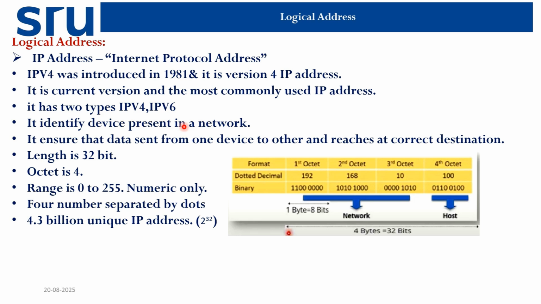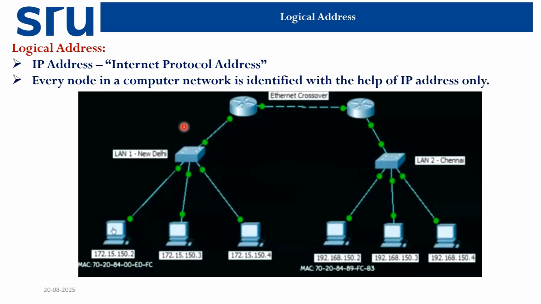If you consider the previous scenario, this LAN is located in New Delhi, and this LAN is located in Chennai, right? Suppose I take this computer, remove it, and place it in the LAN of Chennai. Simply, I can remove this IP address and assign an IP address in the new range, because the location of the device has changed.